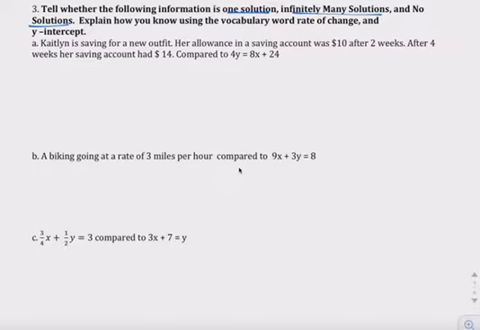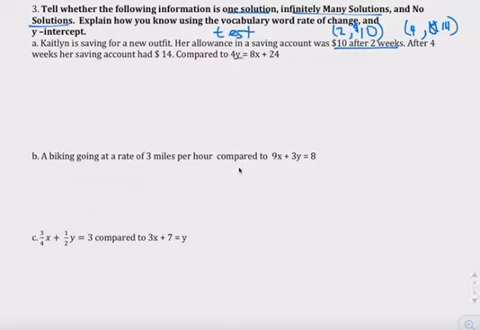This is gonna be a test question, guys. Caitlin is saving money for a new outfit. Her savings account has $10 after 2 weeks. So time is x, and dollars is y. After 4 weeks, her savings account has $14.